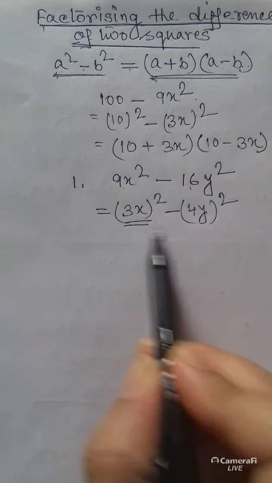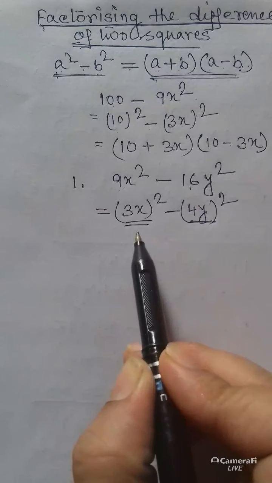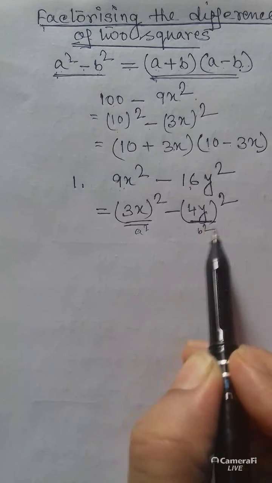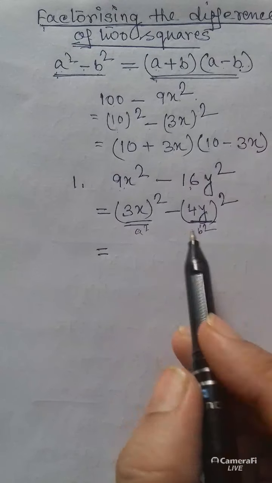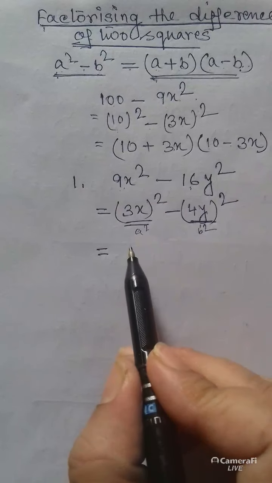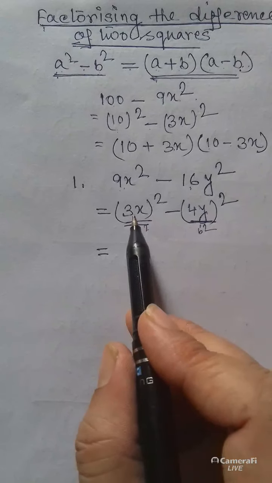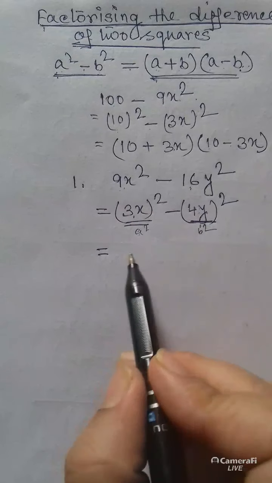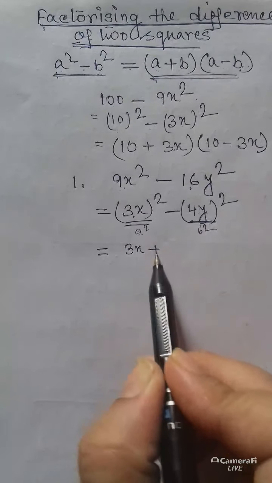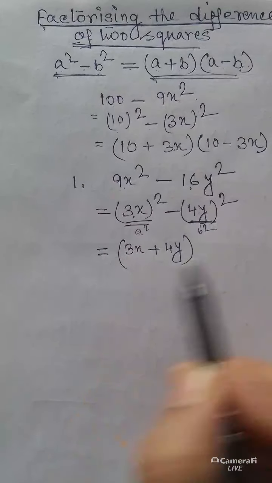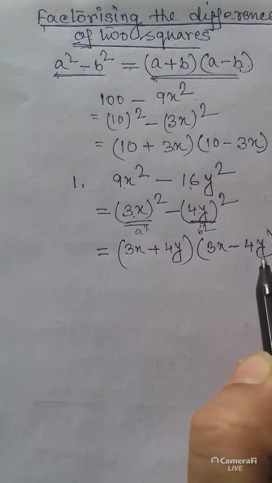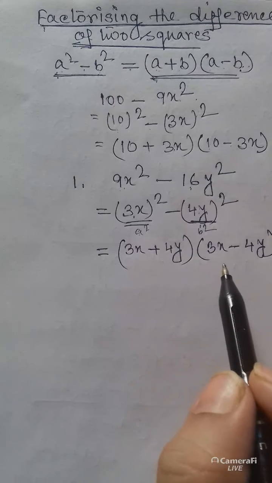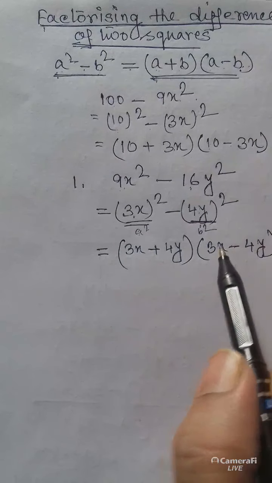So this is a and this is b. This is a square, this is b square. We have to write it as a plus b into a minus b, where a means 3x and b means 4y. So 3x plus 4y and 3x minus 4y. This is factorizing the difference of two squares.